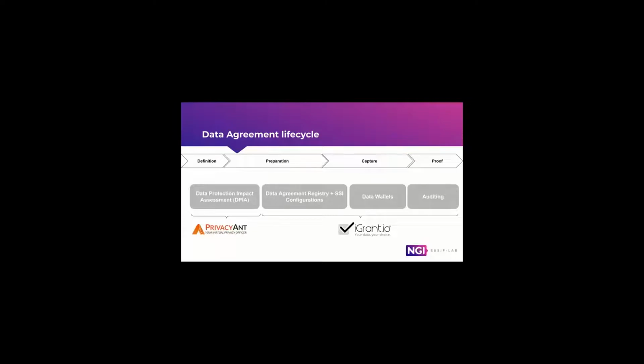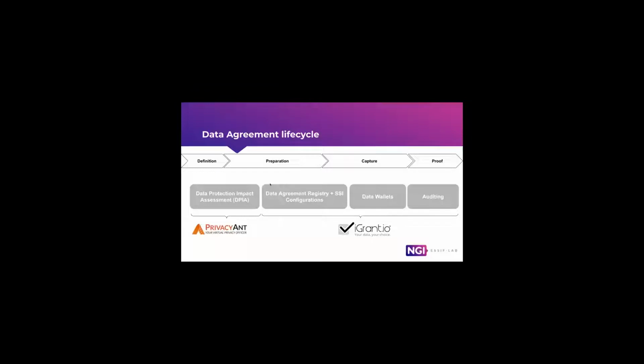So this slide shows the data agreement lifecycle. It has 4 main phases: definition, preparation, capture, and proof. In the definition phase, an authority or a legal entity proposes data agreement schemas, for example, an industry or sector-specific data agreement as a template. In the preparation phase, an organization, be it a data source or a data using service, could use existing schemas or define something based on a data protection impact assessment or a DPIA.